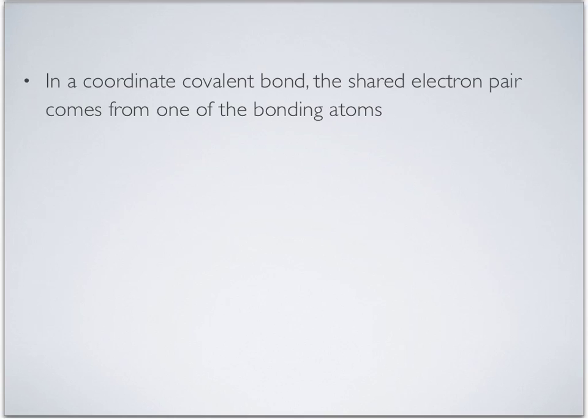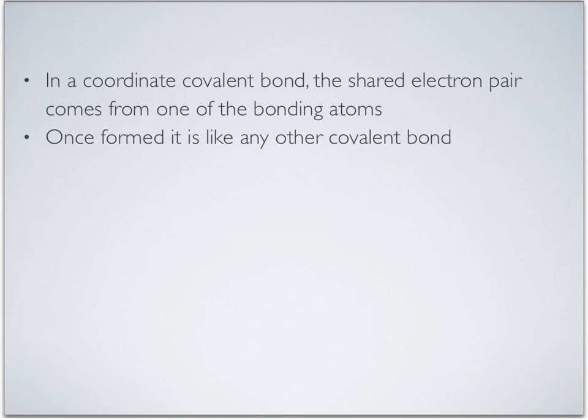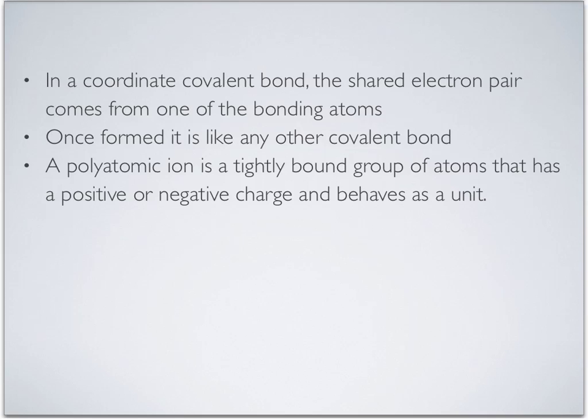So both electrons in the pair came from one atom. That's a coordinate covalent bond. That happens quite a bit. It's actually pretty common, and we want to indicate that with an arrow. Once formed, you cannot tell the difference between a regular covalent bond and a coordinate covalent bond. There is no difference between those two things.